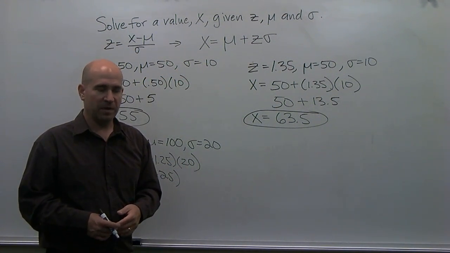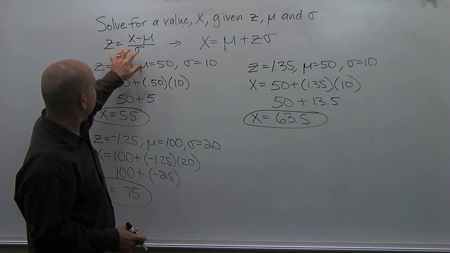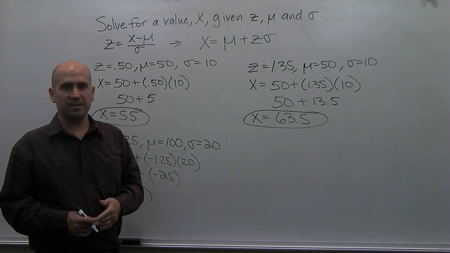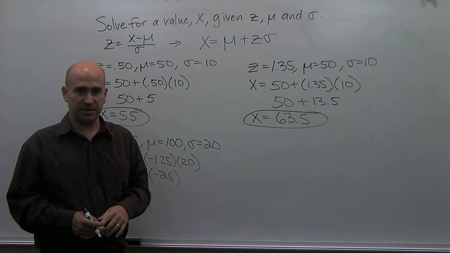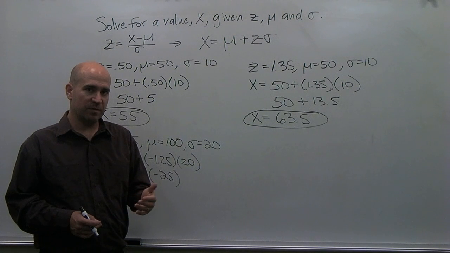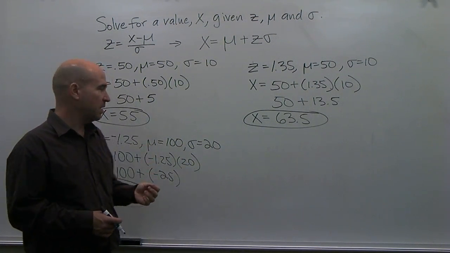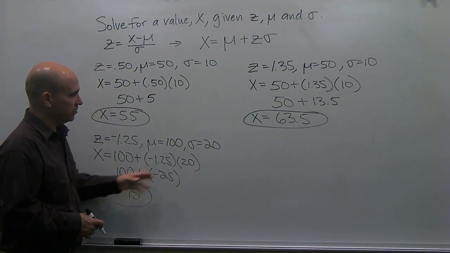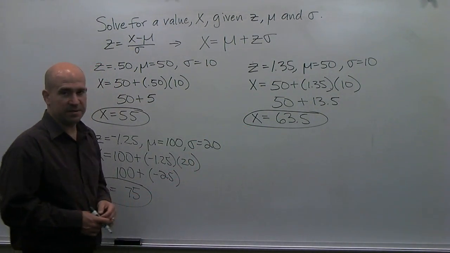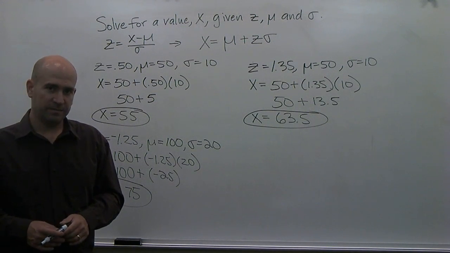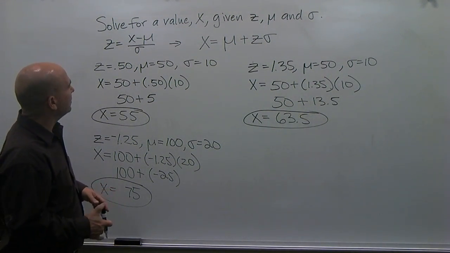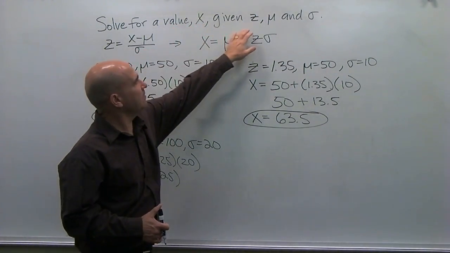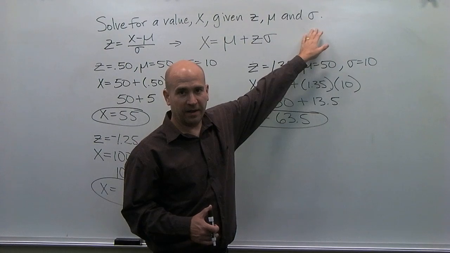Now, all you really need to do is solve for z and solve for x and understand that a z-score indicates how many standard deviations a score is above or below the mean. If you understand that concept, it will help you make better sense of these values. You can kind of check them to see if they seem reasonable or not. This concludes our demonstration of solving for an x given a z, mean, and sigma.